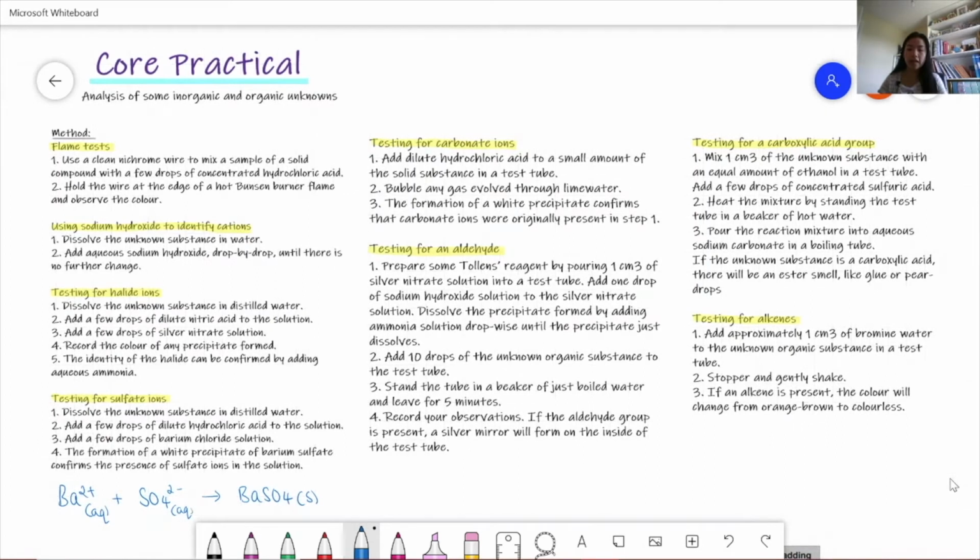So that's our test for sulfates, is we add some barium chloride. And the reason we use some dilute hydrochloric acid is so that we can get rid of barium carbonate, which is also a white solid, and so this would give a false positive result.